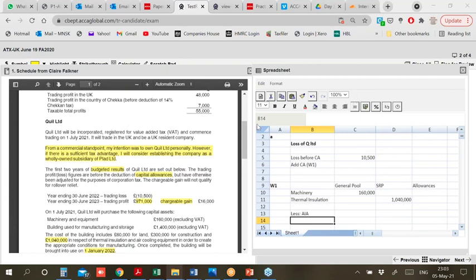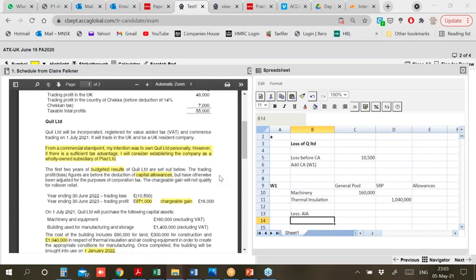Thank you, Ashik. You're right. No, Ashik, you're wrong. General pool is wrong. Fawad and Rubina, you're right. Special rate pool. Because in the special rate pool, if the AIA is not given to the asset, they will later be depreciated at a slower rate, that is 6%.